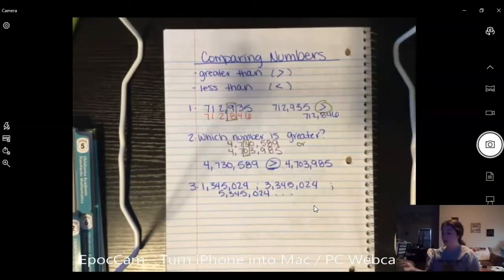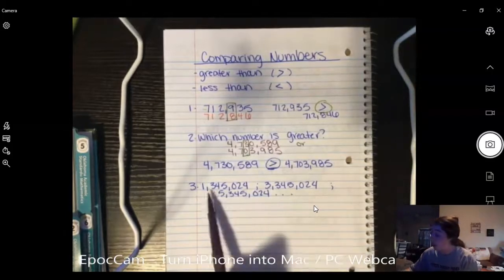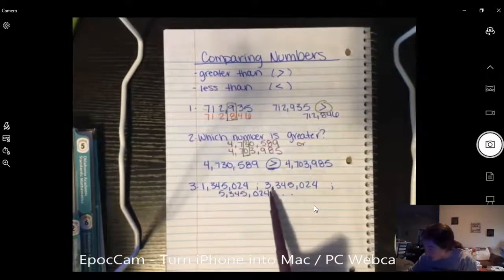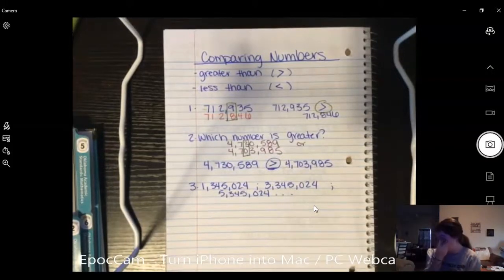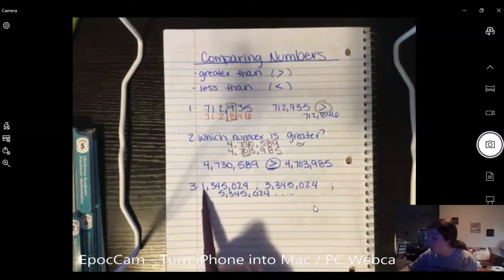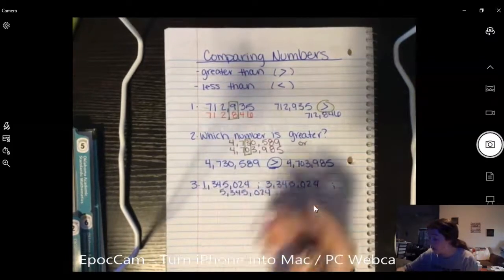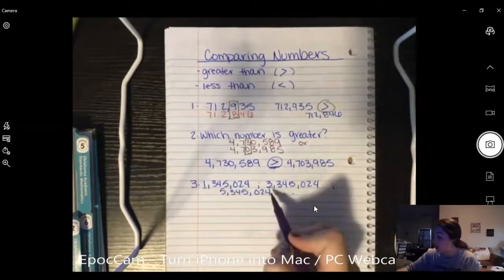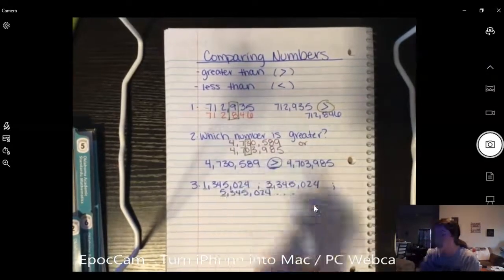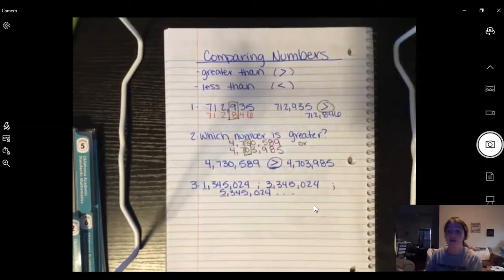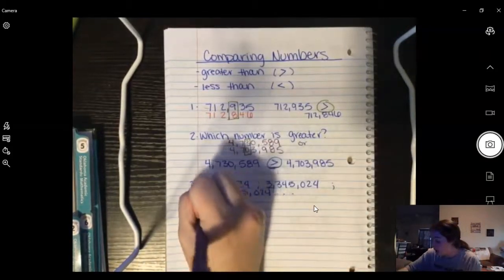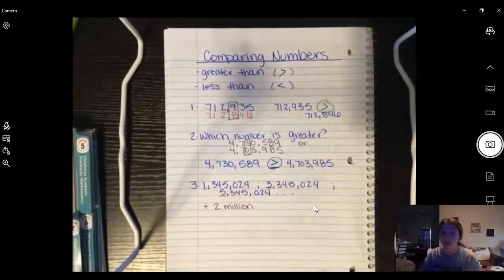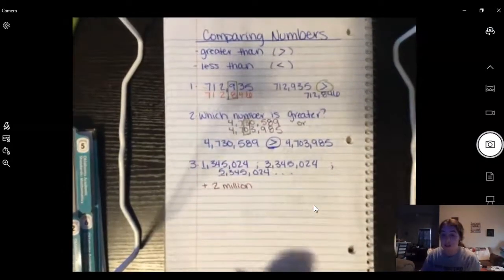Well, first we need to find the pattern to know what the number is. Well, we're going from 1,345,024 to 3,345,024. So we know that from 1 to 3, that's our difference, we're going up by 2. Well, let's check that with the next number. From 3 to 5 million, is that going up by 2 million? Yes. So our pattern is we're adding 2 million each time.